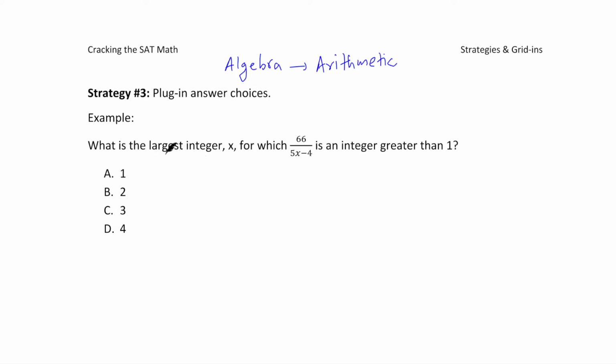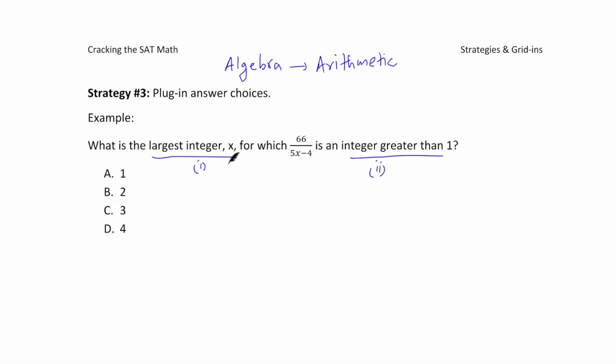What is the largest integer X? I will immediately underline this. This seems to be one of the target answers. What is the largest integer X for which this expression 66/5x minus 4 is an integer greater than 1? Okay, so we've got two target answers now. One is this. We need the largest integer X for which this expression is an integer whole number greater than 1. Okay, now the approach over here is you start with the largest option.